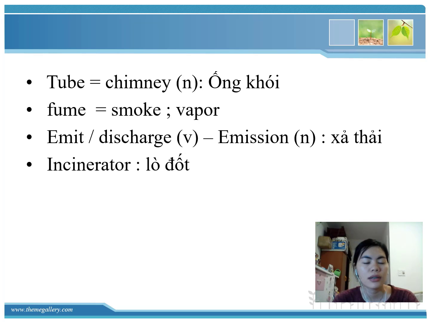Tube has the same meaning as chimney, means ống khói, and foam. Do you know perfume? Yes, so foam comes from inside the perfume. So it means smoke or vapor, khí hay là dạng hơi. Emit or discharge is the verb, and the noun is emission, xả thải. And incinerator, là lò đốt, incinerator. Okay.